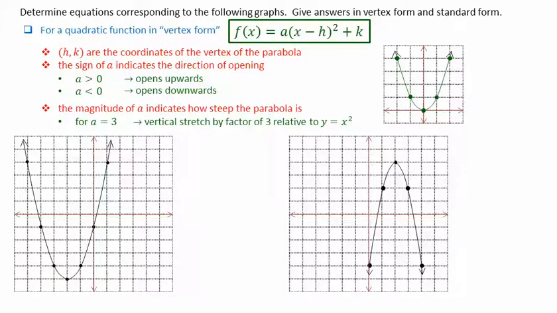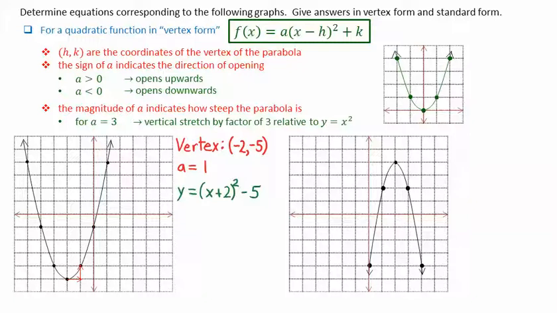For our first example, note that the vertex is at the point negative 2, negative 5. As we move right 1, we move up 1. This corresponds to an a value of 1. We then have the equation in vertex form, y equals x plus 2 all squared minus 5.